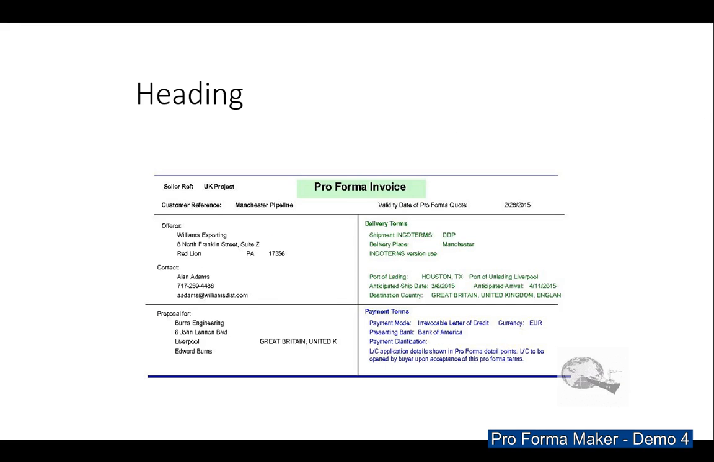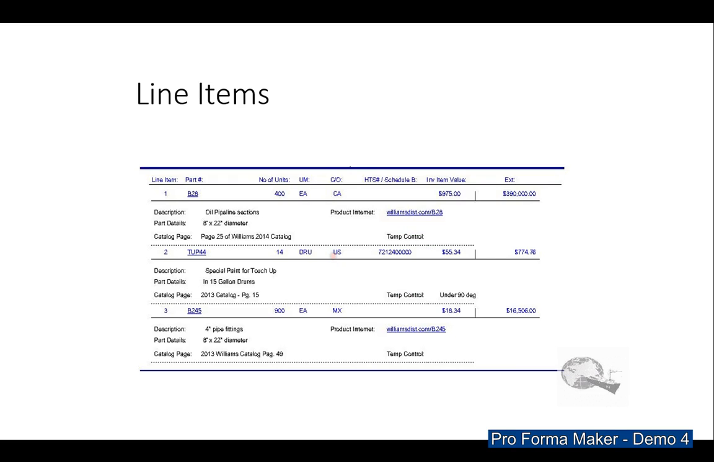Similar to the spreadsheet template format, the heading contains basic information pertaining to the prospective transaction. More detail of the line items is provided. The intent is to give the prospective buyer a thorough review of what items are being purchased.